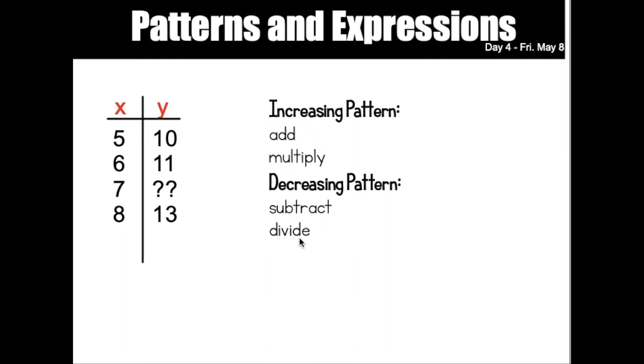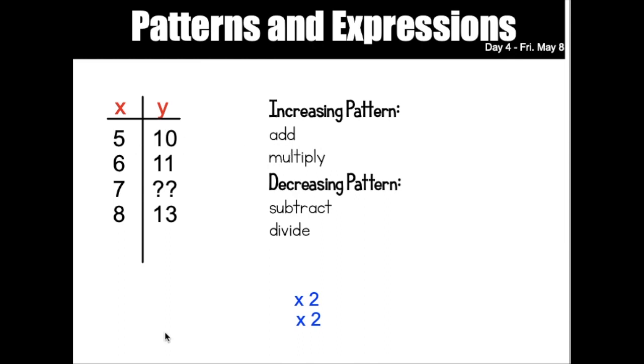Let's look at this example here. So if x is 5, we're doing something to it and it's going to become 10. Because it is getting bigger, it's an increasing pattern, so we're either going to add or multiply. If I multiply 5 times 2 is 10. This pattern rule should then apply to the next number. Is 6 times 2 11? No. So times 2 does not work. So for this pattern, I cannot multiply. So I will have to add.